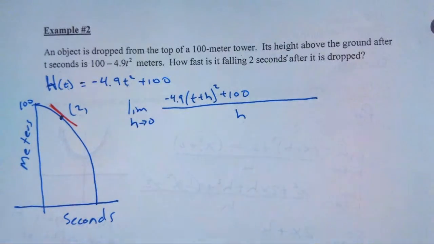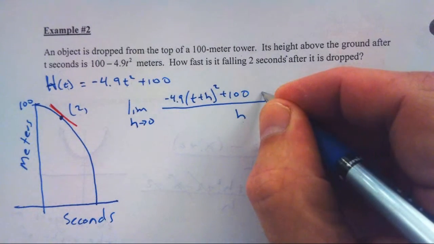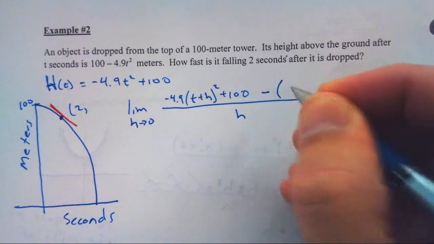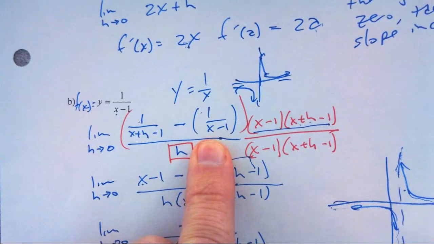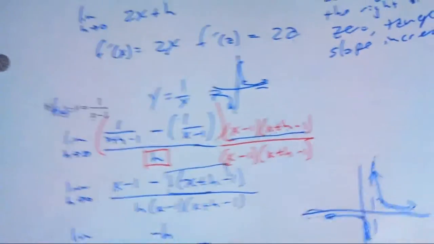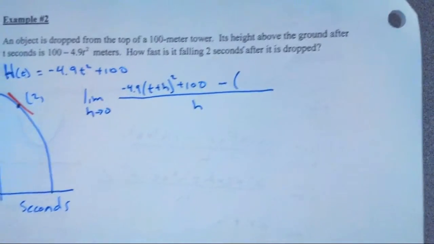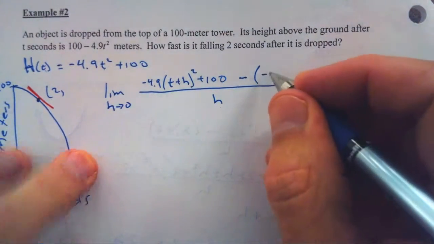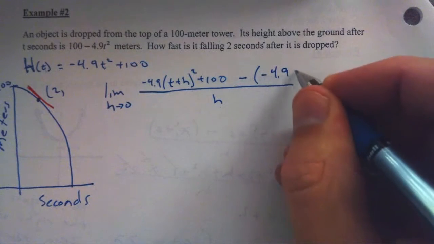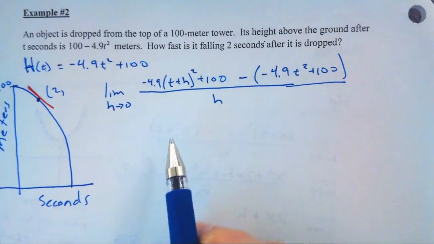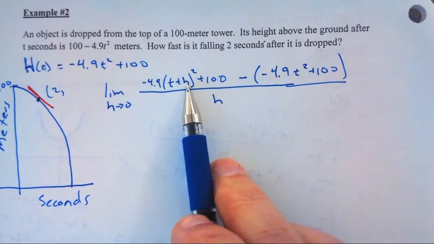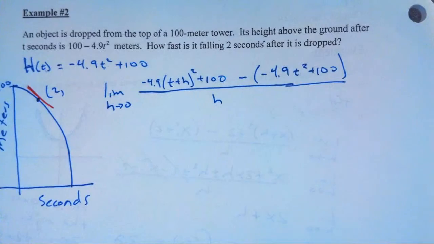The next thing I'm going to write is minus parentheses. Do I have to write parentheses? Sometimes you don't. But it doesn't hurt. Way more likely to be hurt by not writing it than you are by writing it. So minus h of t. h of t is just negative 4.9 t squared plus 100. So h of t plus h minus h of t.